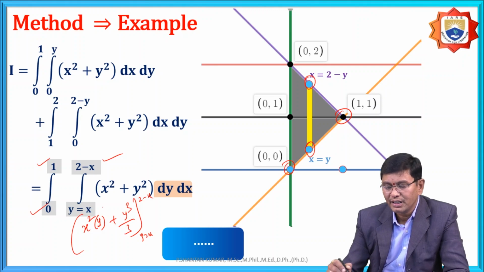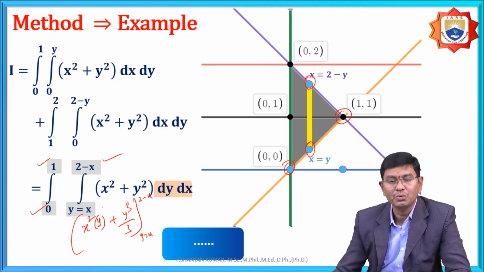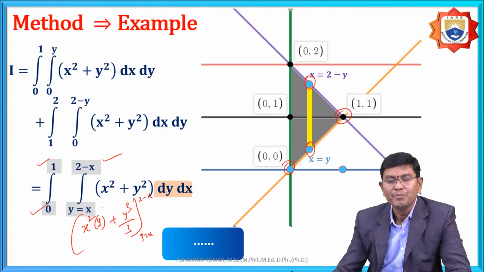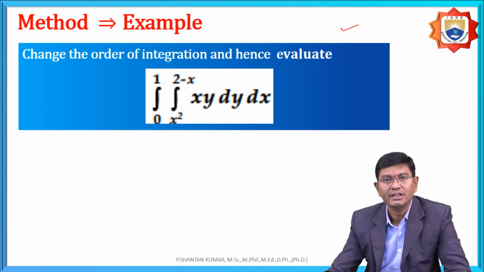While observing, in the previous example only one area was intersecting, but in this one the given problem has 2 regions. After interchanging, we obtain only one vertical strip. For example, change the order of integration and hence evaluate.